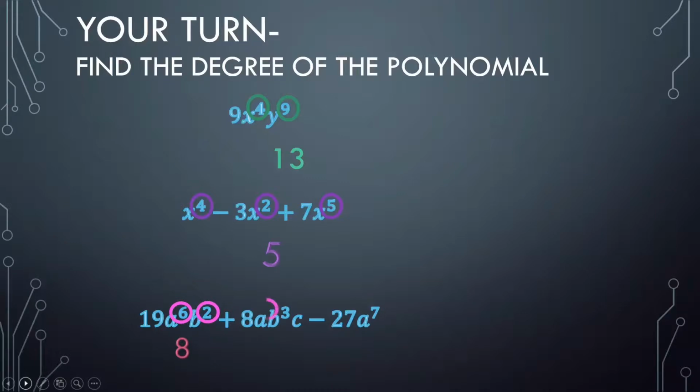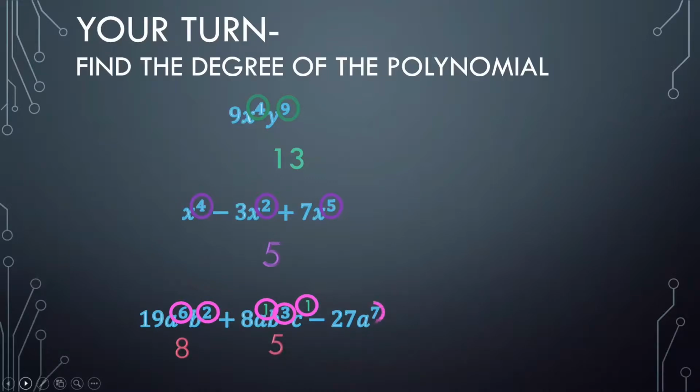When I look here, I don't see an exponent, but there's a 1. Then I have a 3, and there's no exponent. But again, if there's a variable there and you don't see an exponent, it's 1. Just assume that. So when I add these 3 together, I get 5.